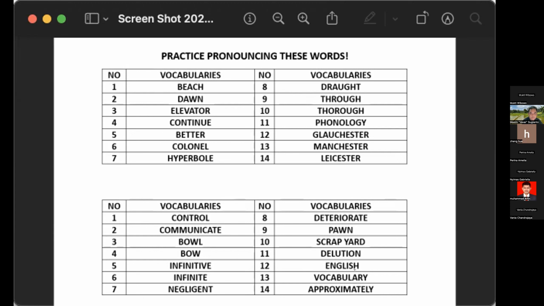Vocabulary. Yeah, vocabulary. It's approximately. Approximately. Number 11 is what? Delusion. I cannot find the answer.